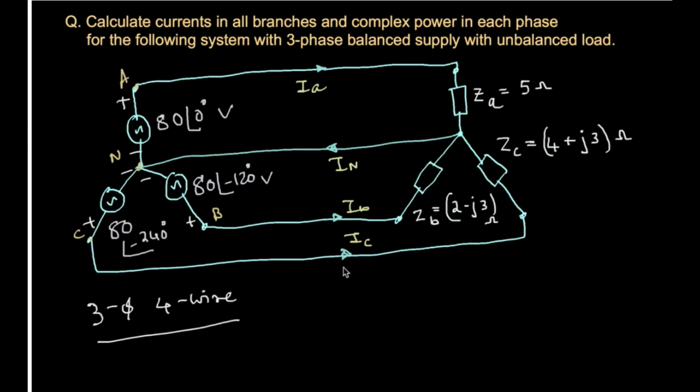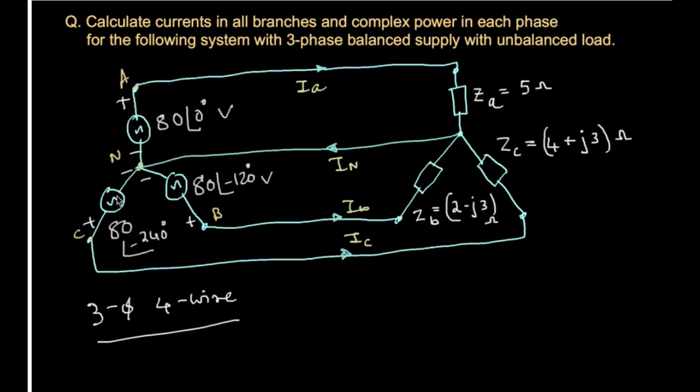So it's normally called a three-phase, four-wire system, and it is unbalanced because look at the A phase: a purely resistive load. B phase has resistance but minus j3. This is a capacitance load, so it's a capacitive load, whereas the C phase is the inductive load. So three different values of load impedances are there in three different phases.